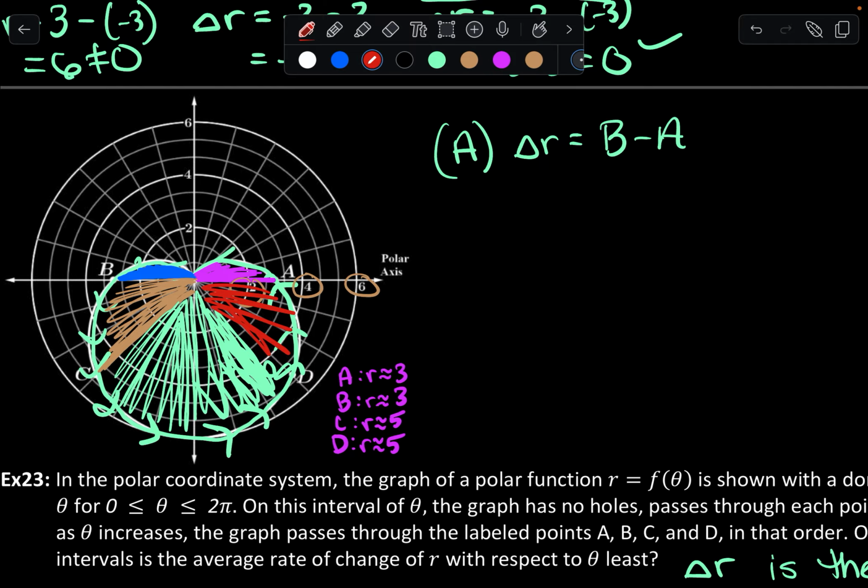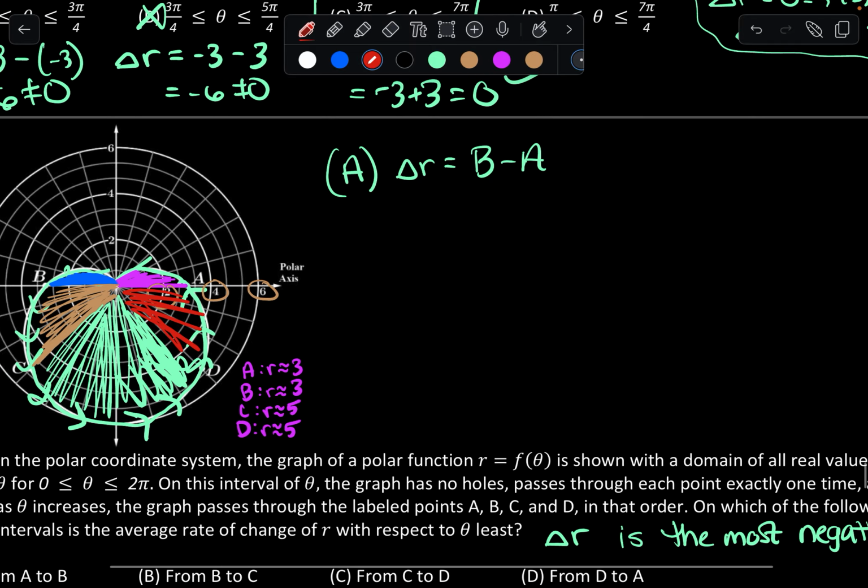Okay, so if I'm looking at A, it is B minus A. So that means I'm going to have 3 minus 3. I'm pulling it from here. The coordinate point A has a radius of 3. Coordinate point B has a radius of 3. So we'll do 3 minus 3, which is 0.